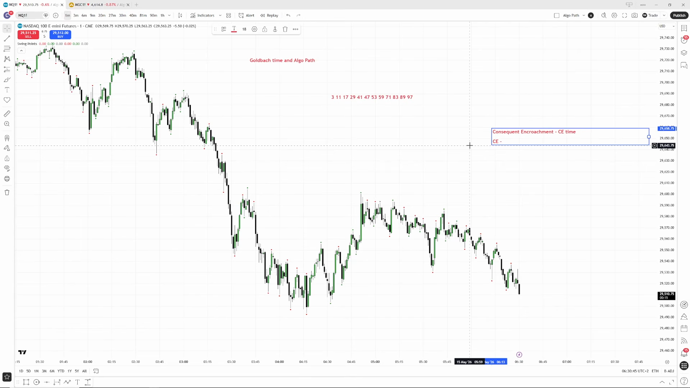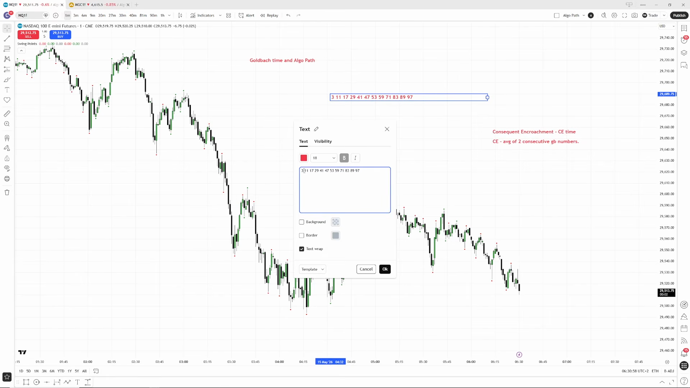So CE time for me is the average of two consecutive GB numbers. It's a pretty easy calculation. All you have to do is take an average between two numbers. If I take an average between 3 and 11, it is 7. This is 14, this is 23, this is 35, this is 44, this is 50, this is 56, 65, 77, 86, 93. So if I isolate these CE times, they will be these. Once you understand what CE time is in relation to the GB time, some of the things will start to click.